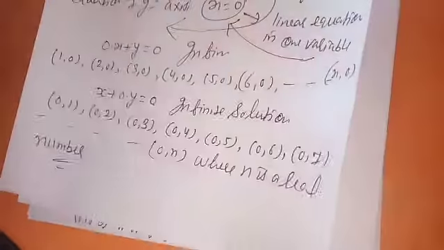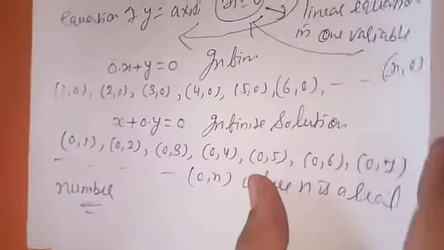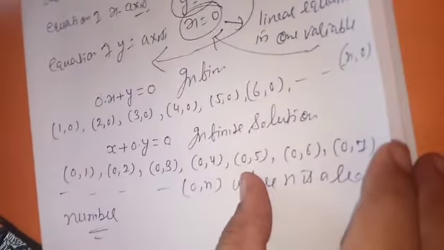Understood this or not understood? Easily understood. And one more topic is given in this chapter: the graph of a linear equation in one variable and the graph of a linear equation in two variables.